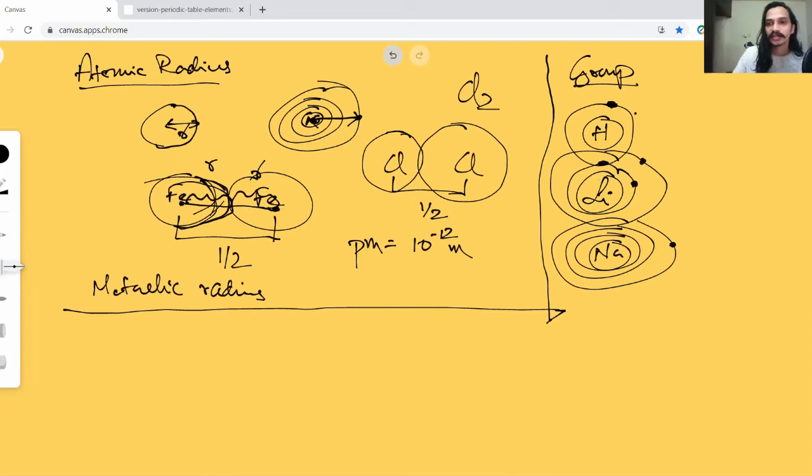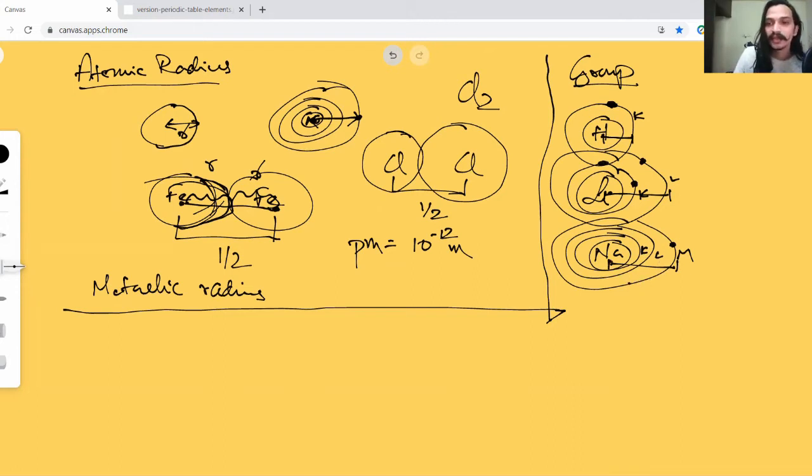So hydrogen has just one shell that we call the K shell. This one has K and L. This is K, L, M. Okay, it's quite obvious since you're adding the shells where the electrons stay, the size is increasing, right? Because the distance obviously increases from the nucleus all the way to the outermost shell. This is 1, that is 2, and this is 3. It's quite clear that the third shell is the farthest, right?